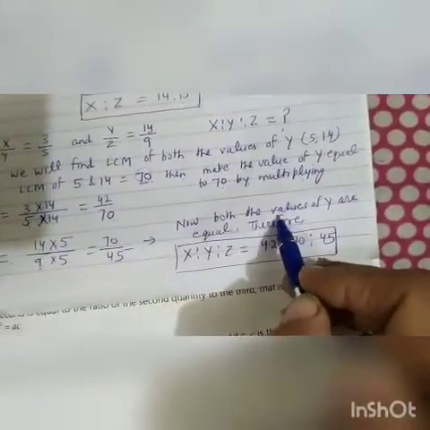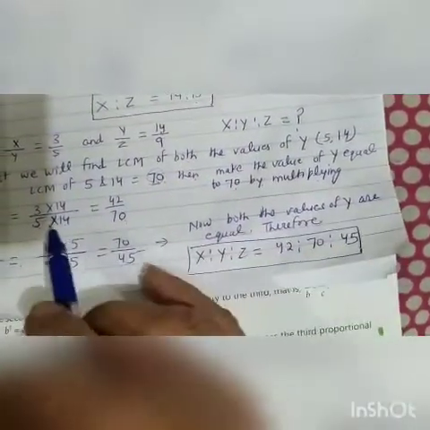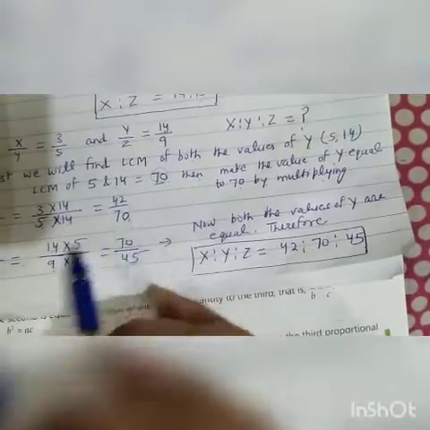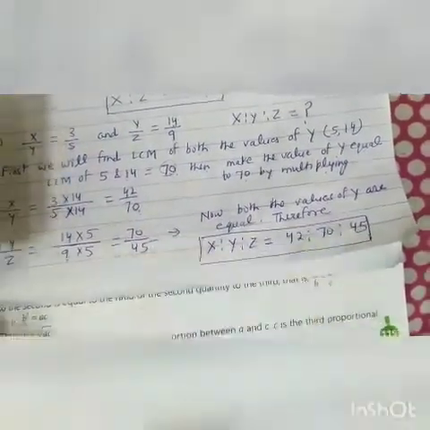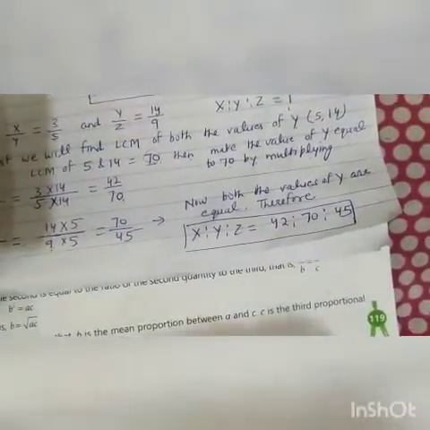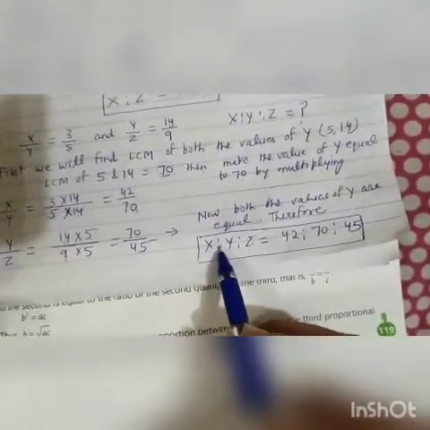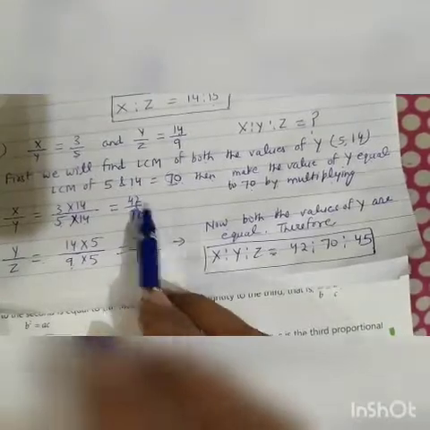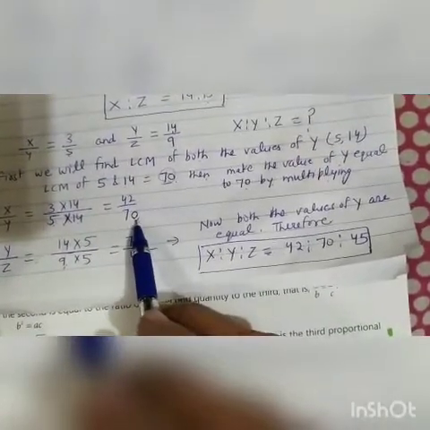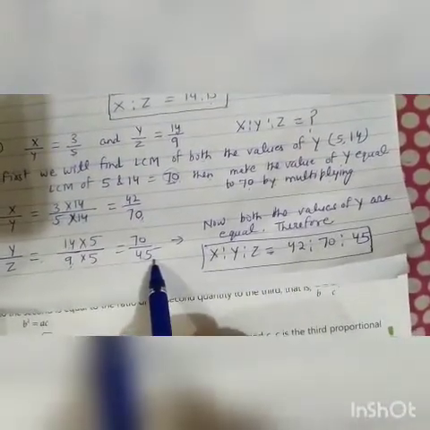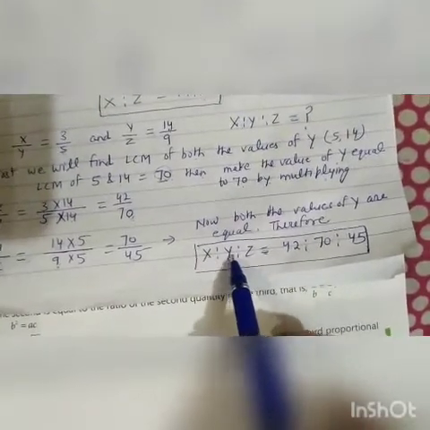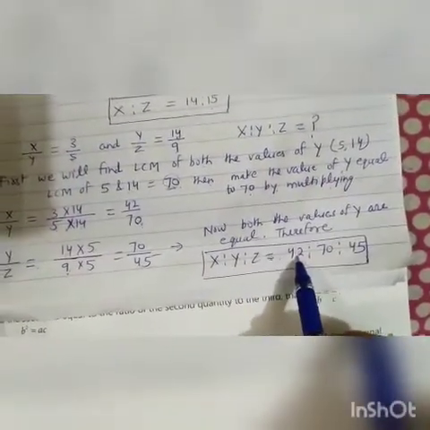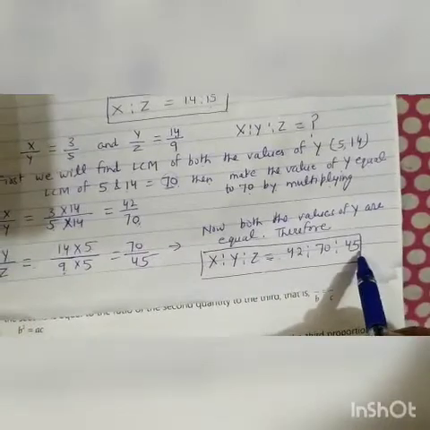Now both the values of y are equal. See here, the value of y is 70 and here also the value of y is 70. Therefore, x ratio y ratio z: the value of x is 42, the value of y is 70 and the value of z is 45. So x ratio y ratio z is equal to 42:70:45.